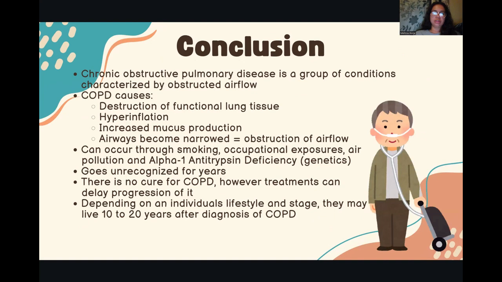So in my conclusion, COPD is a disease that is a group of conditions characterized by obstructive airflow. COPD causes destruction of functional lung tissue, hyperinflation, increased mucus production, and it leads to airways becoming narrowed. This can occur through smoking, occupational exposure, air pollution, and alpha-1 antitrypsin deficiency. It goes unrecognized for years. There's no cure for COPD, however, treatments can delay progression of it, and depending on an individual's lifestyle and the stage of their COPD, they may live up to 10, 20 years after their diagnosis.